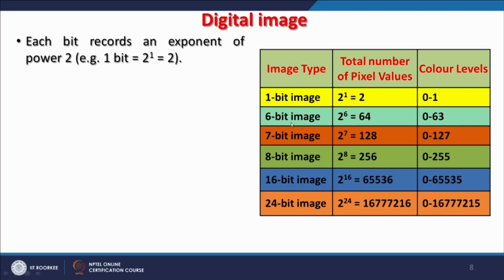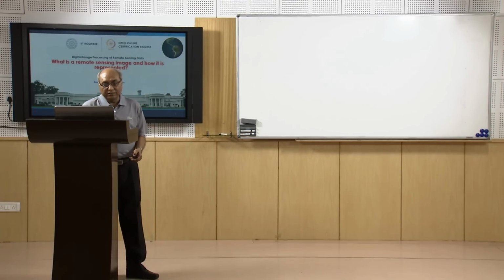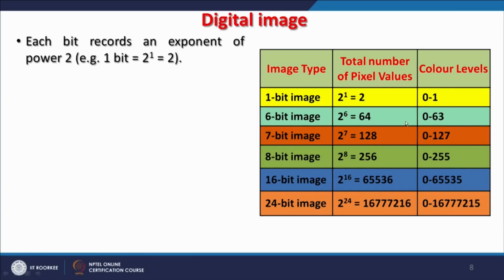If we go for the 6-bit image, like the IRS-1C and 1D PAN sensors had, that means 2 power 6, and the total number of values in that image was 64, so the values can vary between 0 and 63, a total of 64. In a 7-bit image, like the LISS-3 image of IRS-1C or even 1D, the total number of pixel values is 128, and the values vary between 0 and 127.